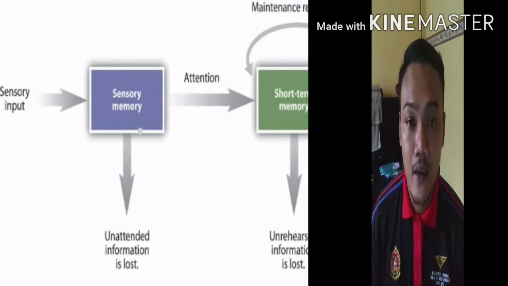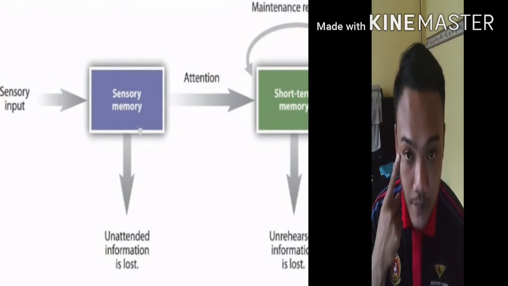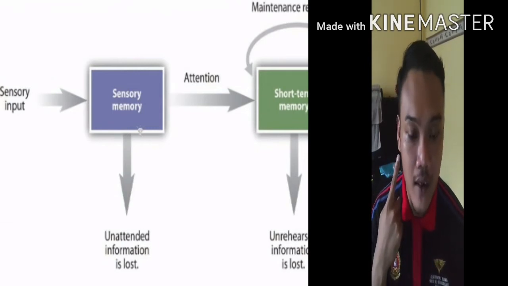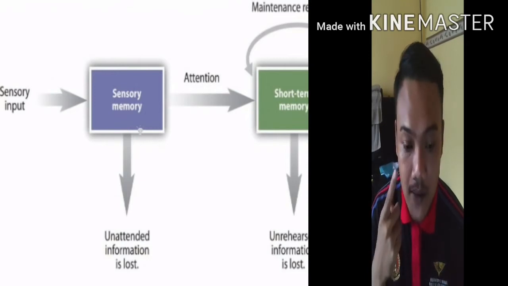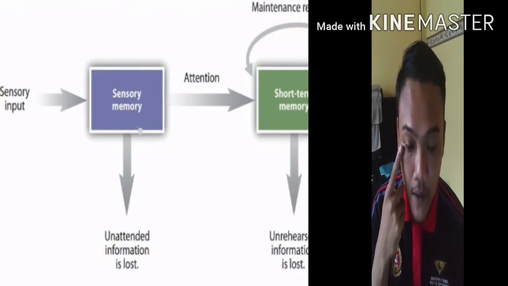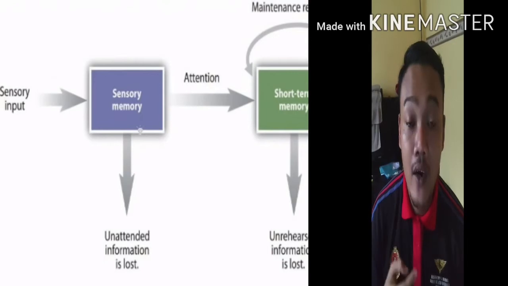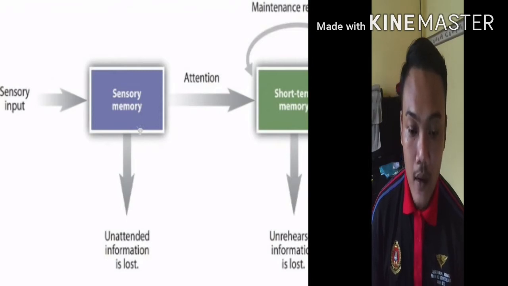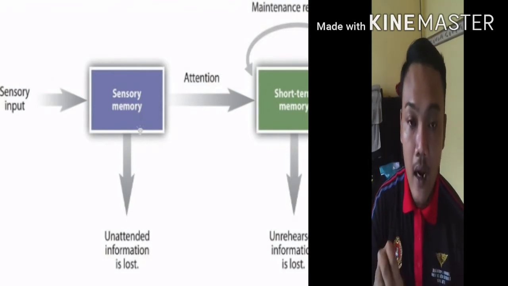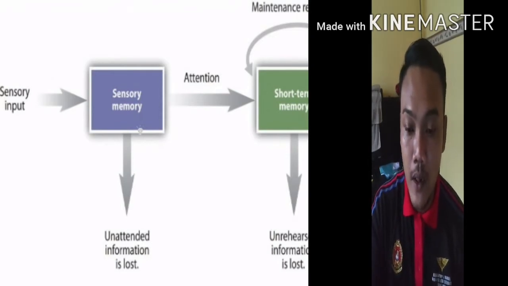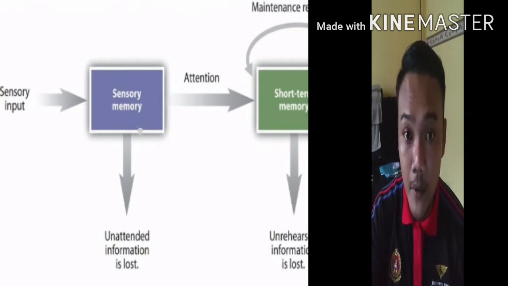We know there are two senses, one visual, the other auditory. So the visual register is called iconic memory, and the auditory register is called echoic memory. So this is the example we look at. This slide is the sensory memory.